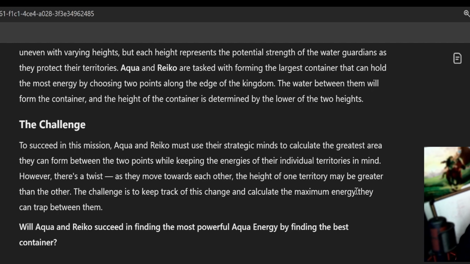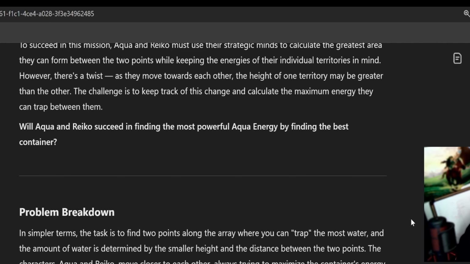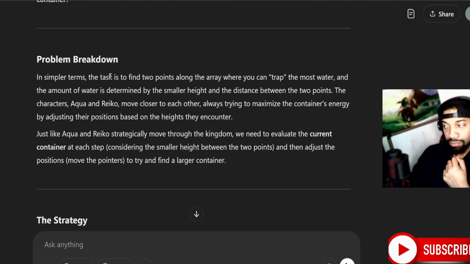However, there's a twist. As they move towards each other, the height of one territory may be greater than the other. The challenge is to keep track of this change and calculate the maximum energy they can trap between them. Will Aqua and Reiko succeed in finding the most powerful Aqua energy by finding the best container? In simpler terms, the task is to find 2 points along the array where you can trap the most water, and the amount of water is determined by the smaller height and the distance between the 2 points.